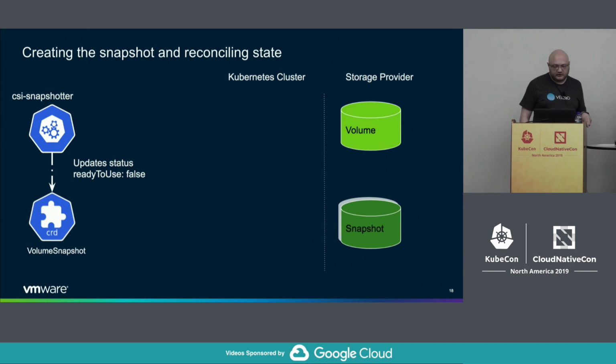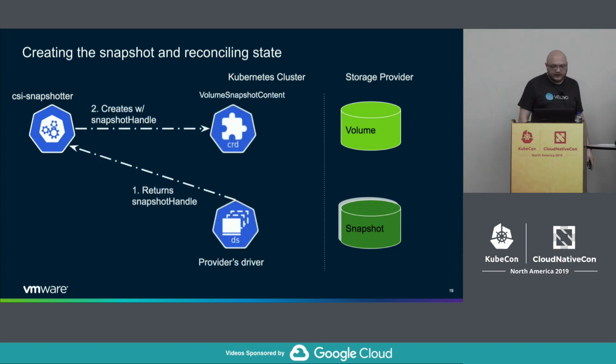And while that snapshot is being created, the controller is going to update your volume snapshot from having ready to use nil to ready to use false. And then it's going to get the snapshot handle, which is some snapshot ID, whatever scheme your storage provider uses. That will be returned back to the CSI Snapshotter controller, and that will be put into a volume snapshot content object.